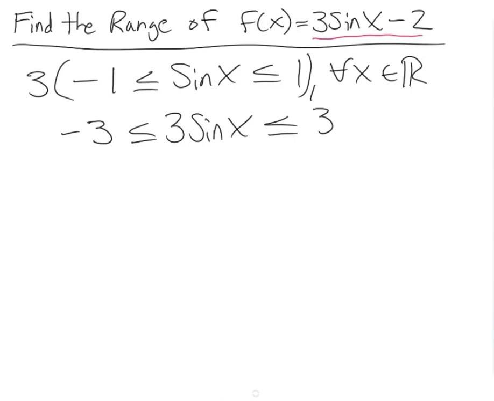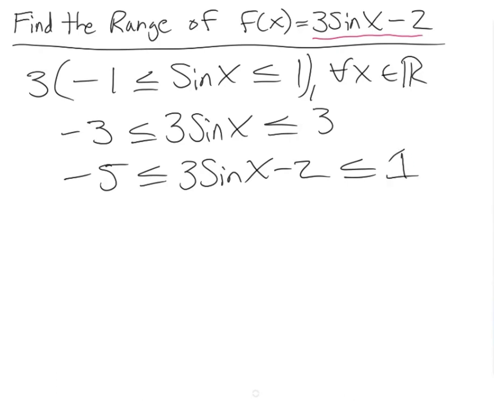So we have part of the function created. However, our function is 3 sine x minus 2. So in order to create the function, we now have to subtract 2 again from all sides of the inequality. So we do that, we subtract 2, we have -3 minus 2 is -5. In the center, we have 3 sine x minus 2, and that's less than or equal to +3 minus 2, which is 1.